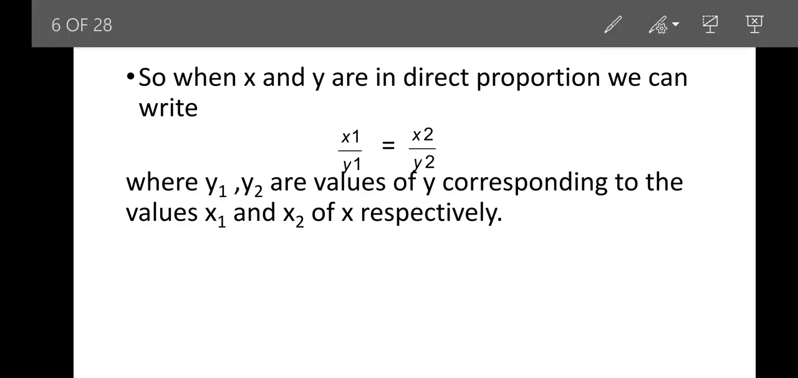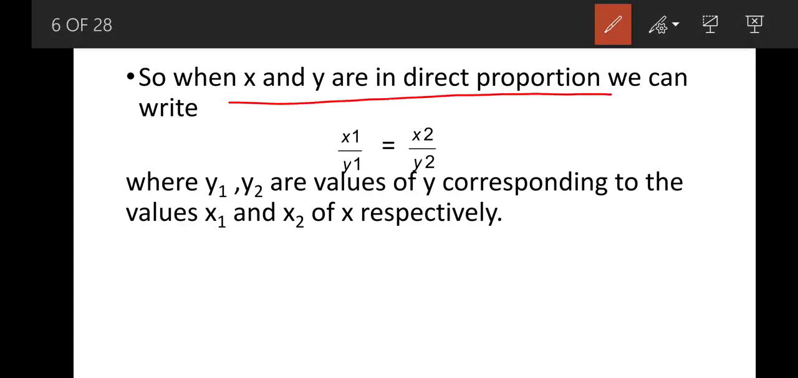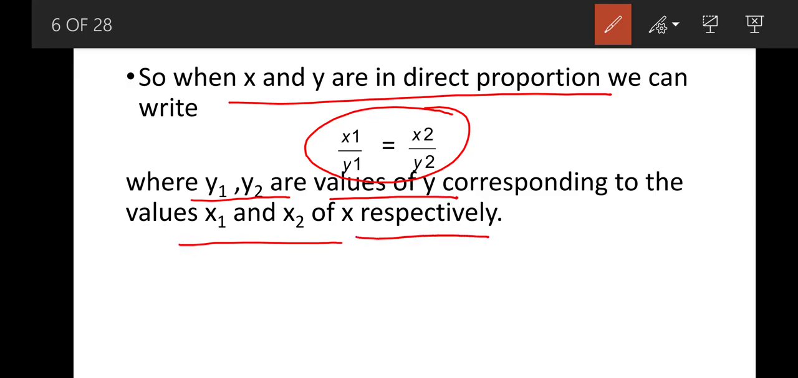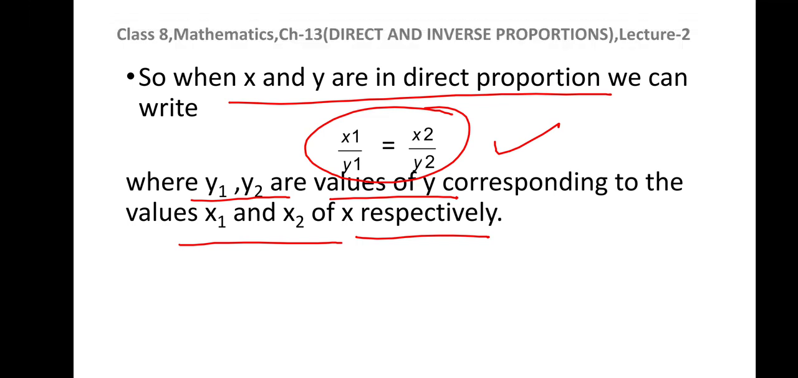So, when x and y are in direct proportion, we can write x1 over y1 is equal to x2 over y2, where y1, y2 are the values of y corresponding to the values of x1 and x2 of x respectively. So, when two variables are in direct proportion, we are supposed to use this relation x1 over y1 is equal to x2 over y2, and in the previous lecture we have seen many examples relating to this relationship. And I hope you must have completed exercise 13.1 using this concept.